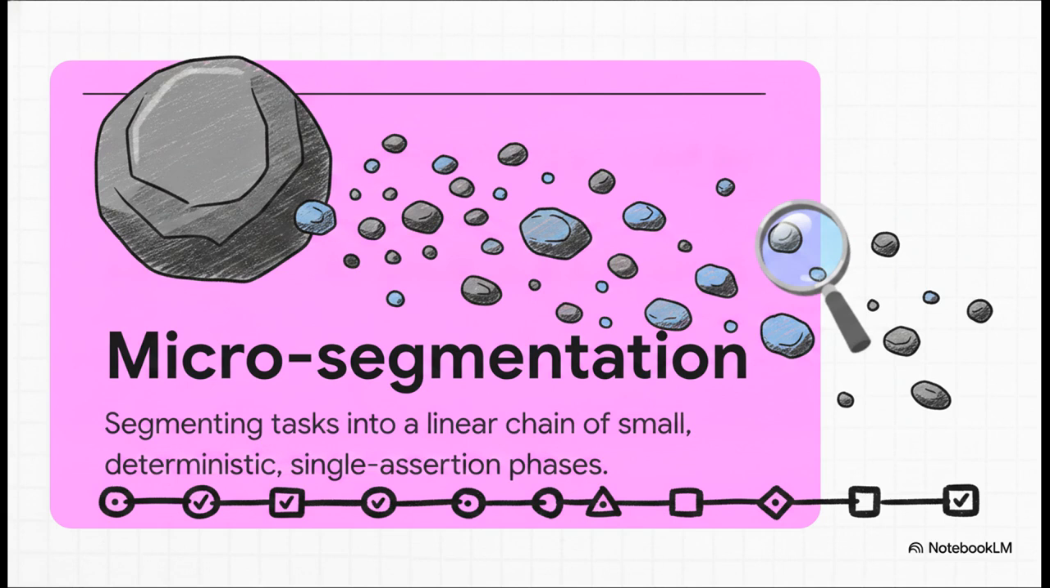Microsegmentation means taking that large monolithic development task and systematically segmenting it into a strictly linear dependency chain. But we're not talking about just any chain here. We're talking about a chain of very small, highly deterministic single assertion phases. We are radically limiting the LLM's execution context. By giving the model only one tiny hyper-focused pebble to carry at a time, its attention remains completely locked in. It simply doesn't have the space or the cognitive load to drift or hallucinate. It executes one microstep perfectly and then moves to the next.